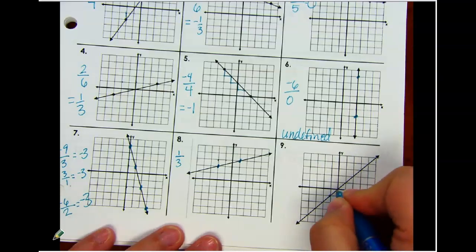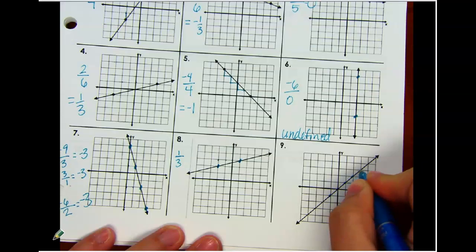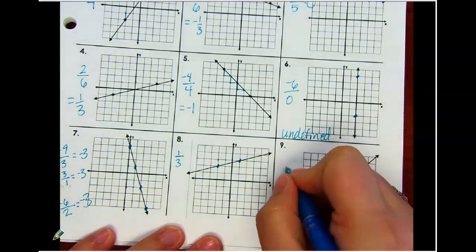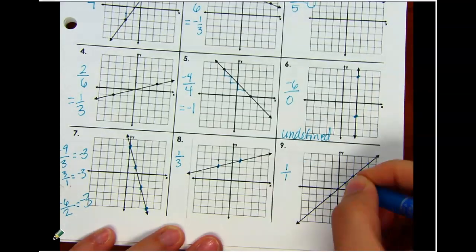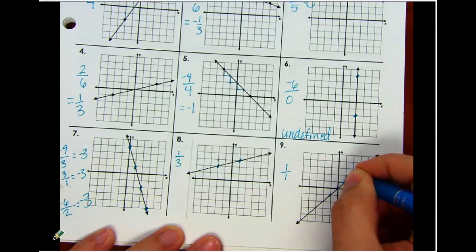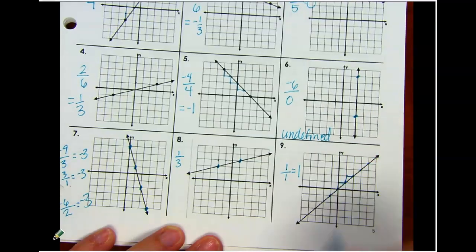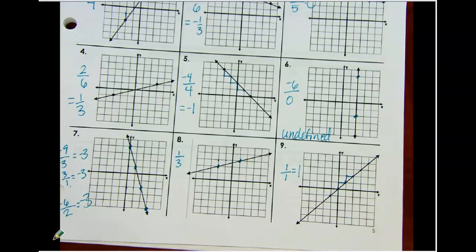And then the last one is kind of like number 5. Notice that all of these are grid points. So that means we're going up 1 and over 1, up 1 over 1, up 1 over 1. So the slope of this one is just 1.